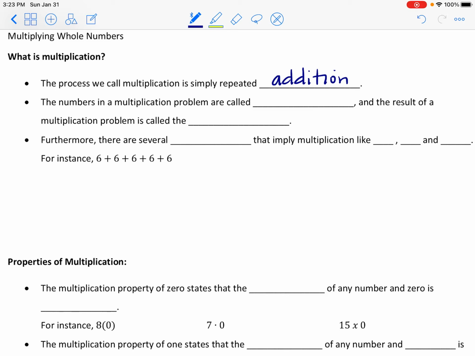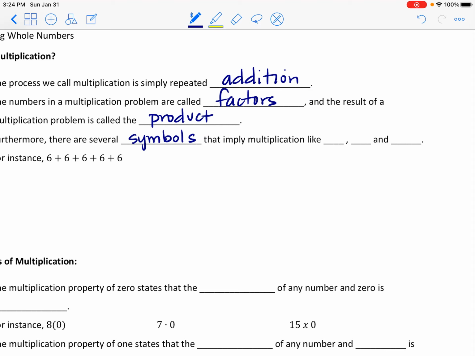And the numbers in your multiplication problem are called factors, while the actual result of the multiplication problem is called the product. It's like the answer is called the product. And furthermore, there are several different symbols that imply multiplication. Lots of different symbols we can use that tell us to multiply.